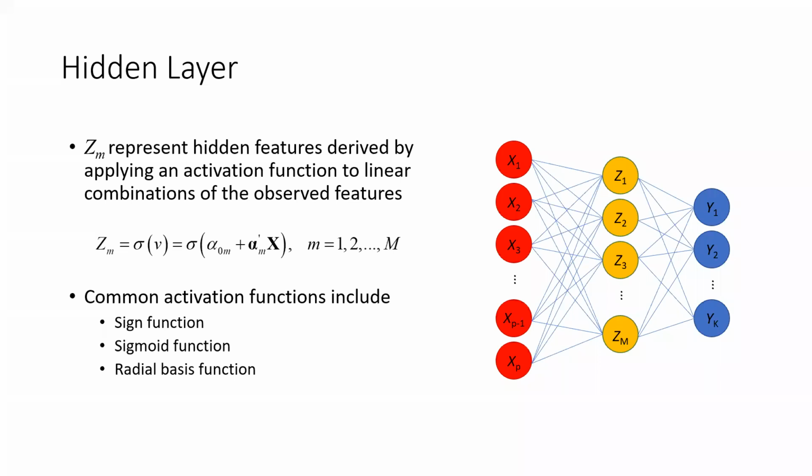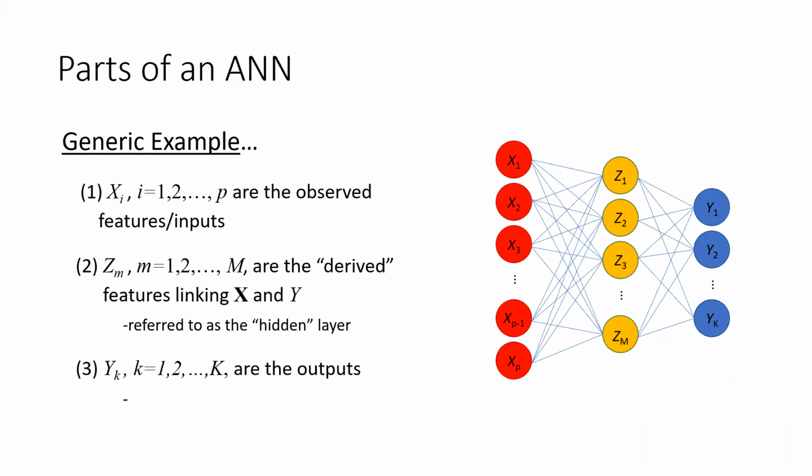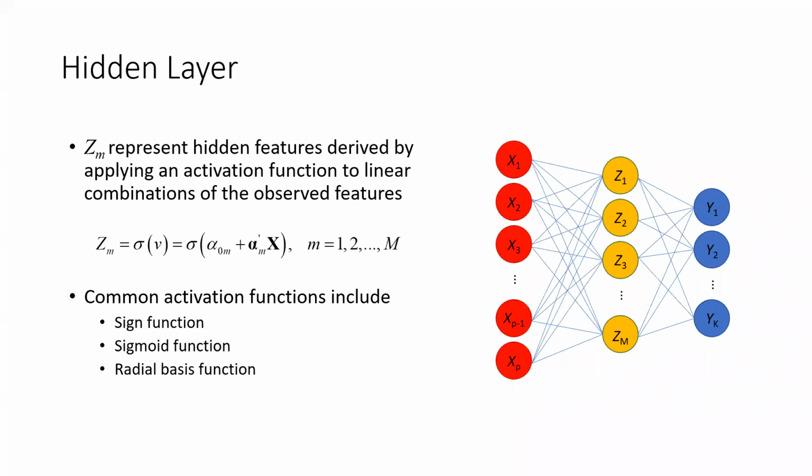Going back one slide, we have our input features, our derived features, and our outputs. We know what our inputs are, and we know what our outputs are. The question is how do we get from X to Z and from Z to Y. In terms of Z, these can be thought of as latent features, and we derive these from our X's by applying an activation function to some weighted linear combination of our original input features. So we take our X's and build a linear combination of our X's with some weight alpha, and we apply some sort of an activation function.